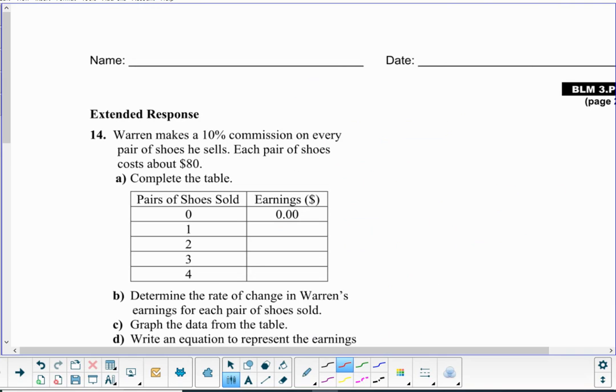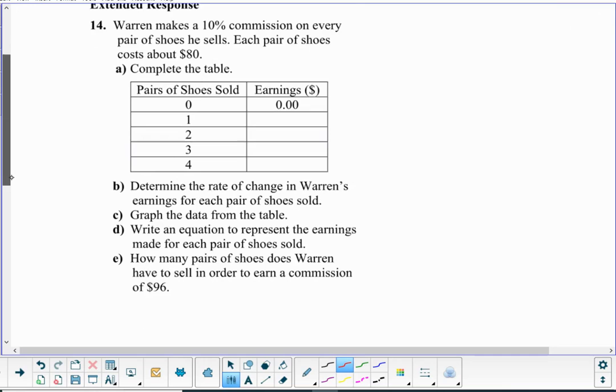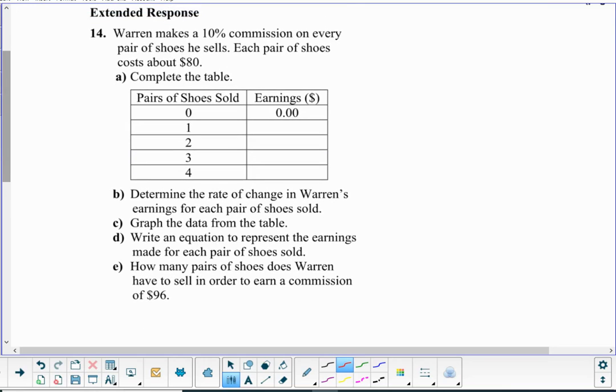Last question. Warren makes a 10% commission. Commission is a rate on every pair of shoes he sells. So we have a commission of 10%. We don't really want to put things with a percent sign, so we immediately change 10% to 0.10. That would be our rate for every pair of shoes.